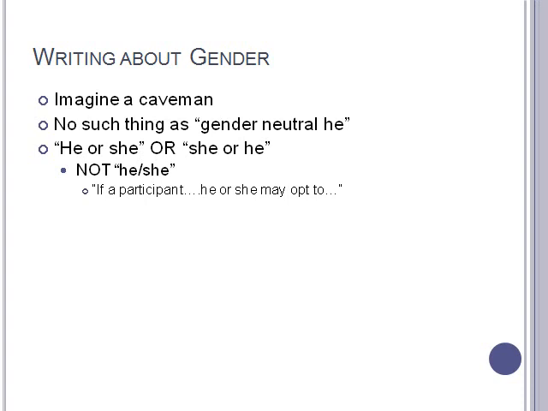If we said, okay, if a participant was asked to do something, then he or she may opt to choose something else. It's not that bad, but if we're doing it multiple times, it might be burdensome. One way to get around that is just to change the subject of the sentence from singular to plural. So instead of "if a participant," change to "if participants, then they may opt to..." And now the "they," that plural pronoun, really is gender neutral.